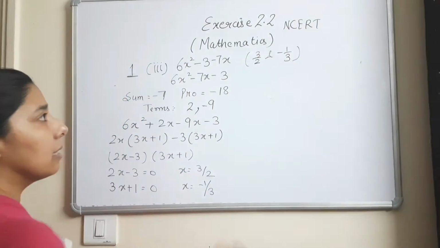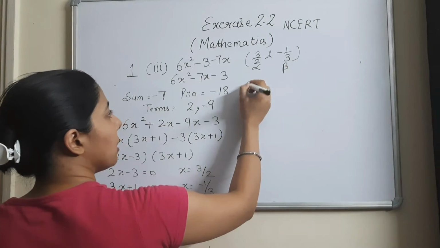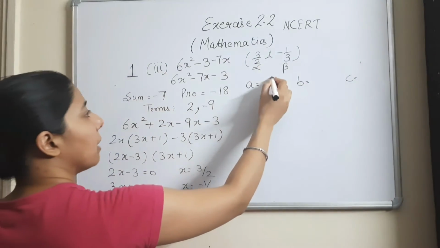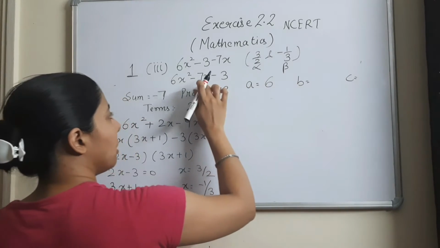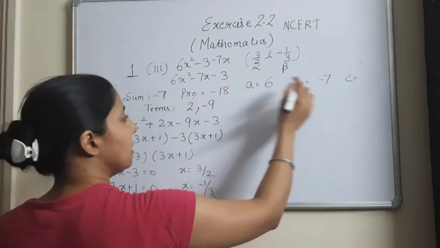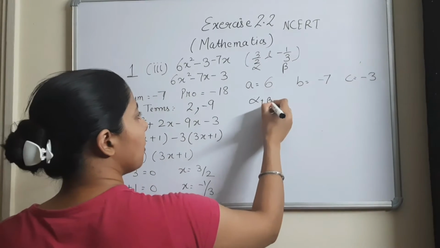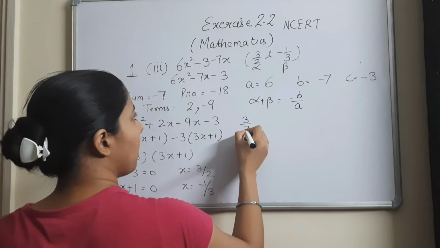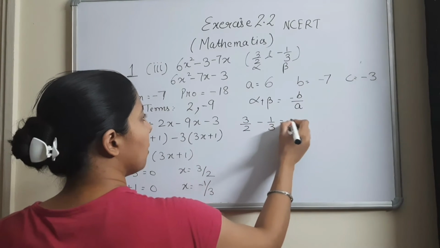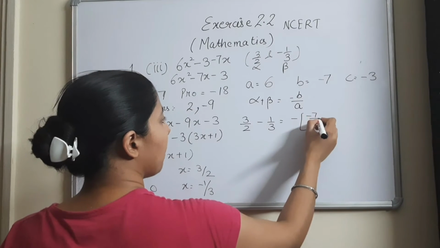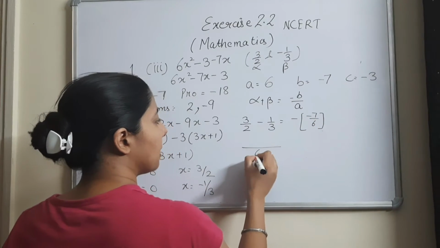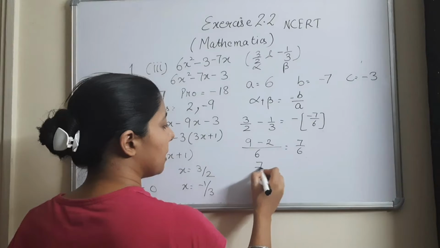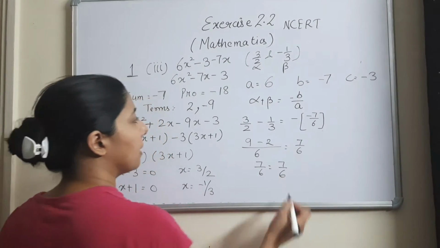Now write down the coefficients. Take this as alpha, take this as beta. Coefficient A is equals to, B is equals to, C is equals to. A is the coefficient of x square, that is 6. B is what? The coefficient of x, that is minus 7. And C is minus 3 here. Alpha plus beta is equals to minus B upon A. So what is alpha plus beta? That is 3 by 2 minus 1 by 3 is equals to minus of minus 7 by 6. So take the LCM 6 here and we are left with 9 minus 2, that is equals to 7 by 6. So this is 7 by 6 equals 7 by 6.